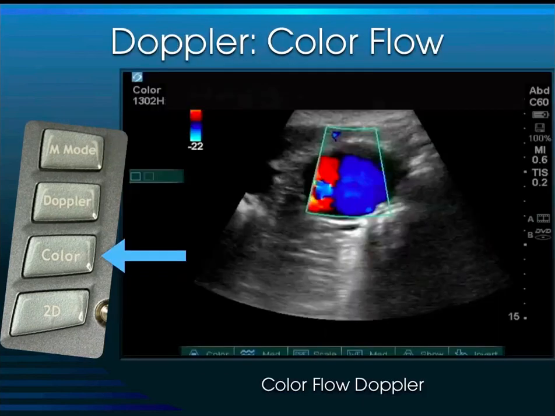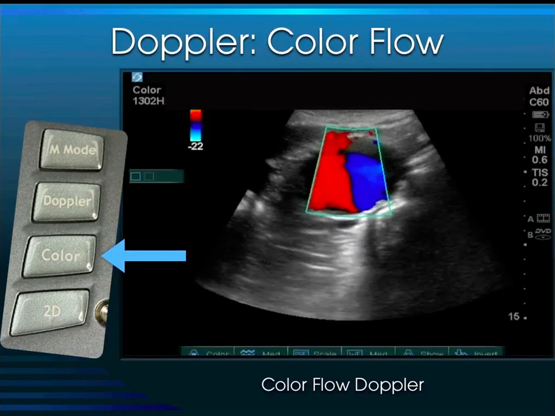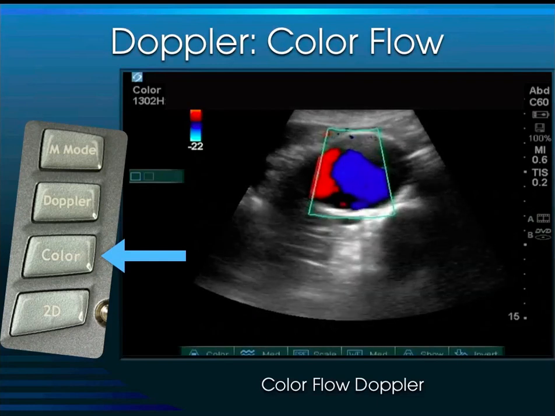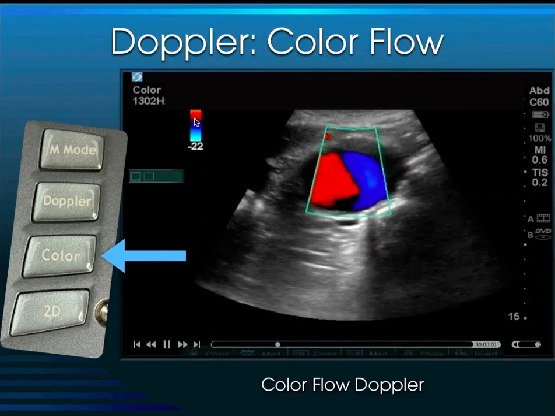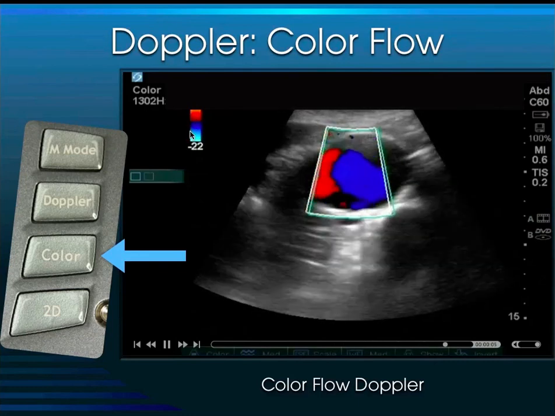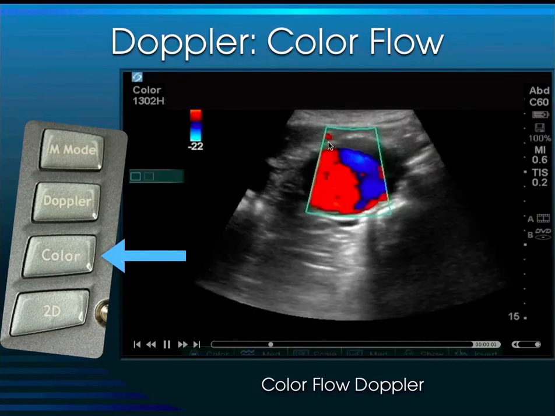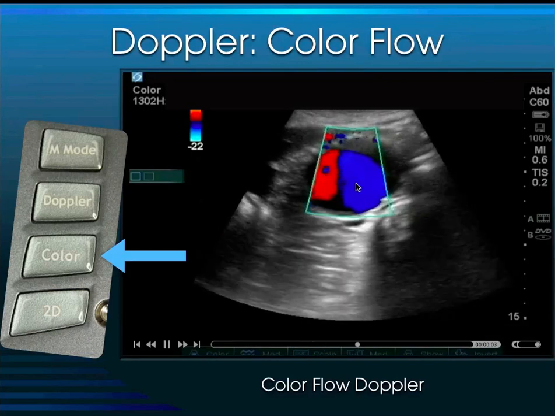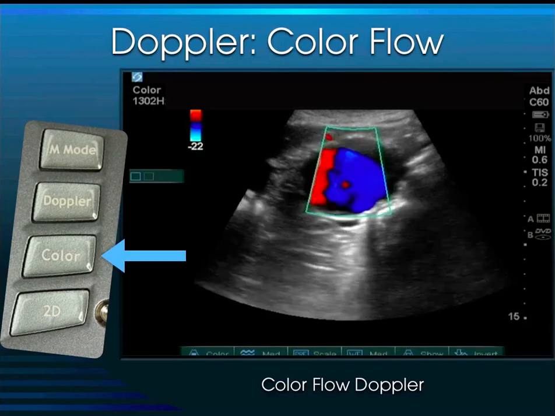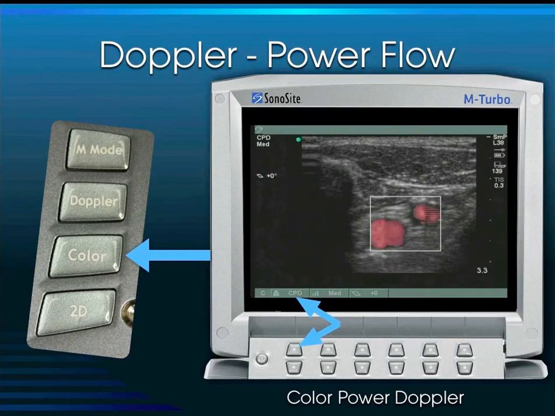And then there's the color flow Doppler. Color flow Doppler is directional flow. Red is flow towards the transducer. Blue is flow away from the transducer. And as we can see here in this aortic aneurysm, there is a turbulent flow kind of going back and forth. And another type of Doppler is called power flow Doppler or color power Doppler.